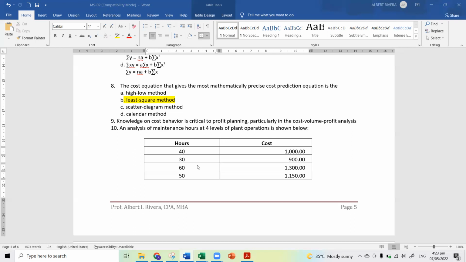Okay, class, the variable cost per unit is 13.33, while the fixed cost is 500 pesos. Okay, so that is our session number 1.